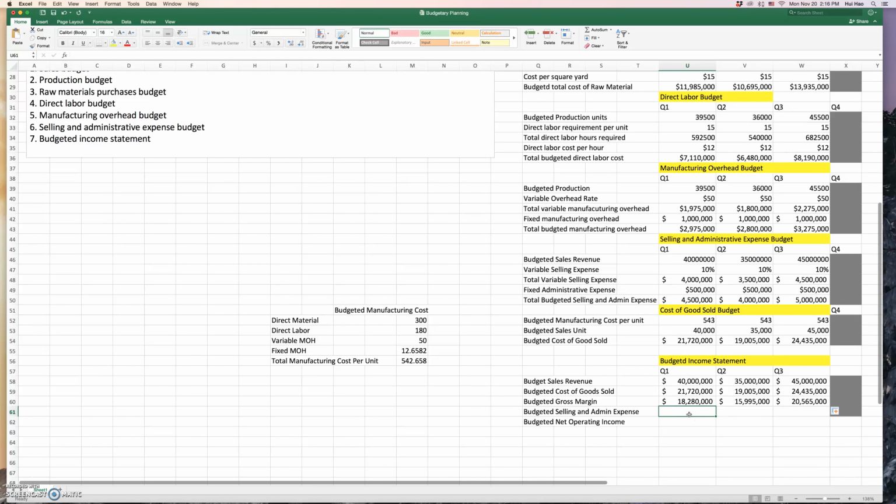And then we know our selling and administrative expense. We already did that on the selling and administrative expense budget right here. And format them. And so finally we can compute our net operating income. So we use our gross margin minus selling and administrative expense to get our net operating income. And so this is our budget income statement.